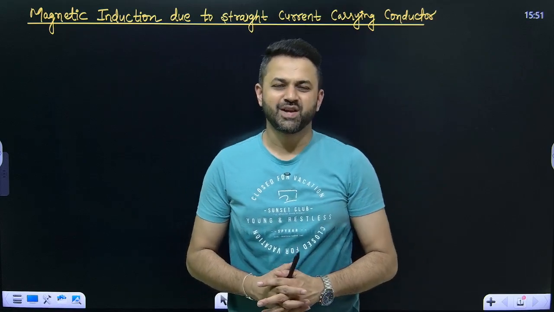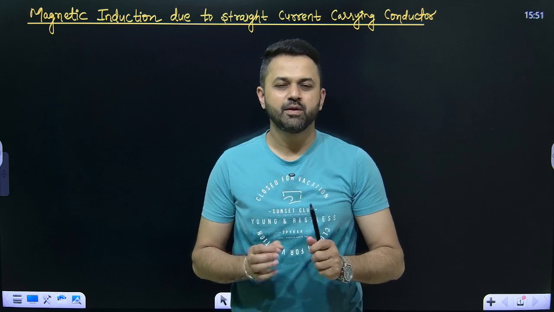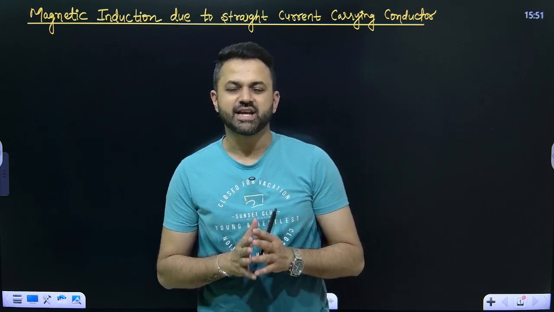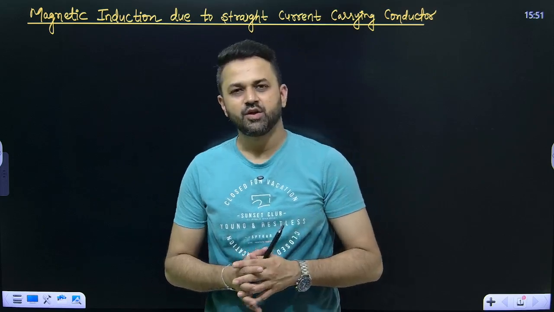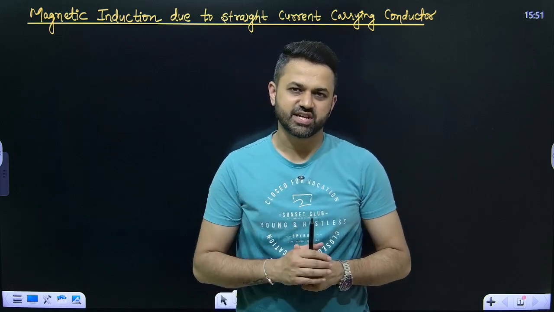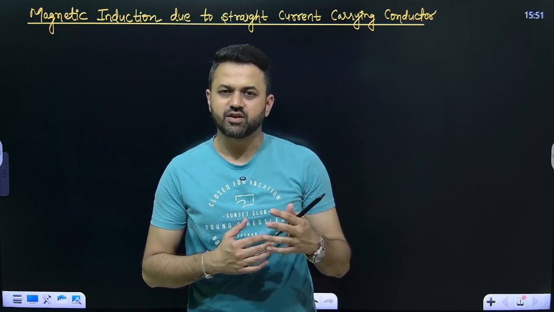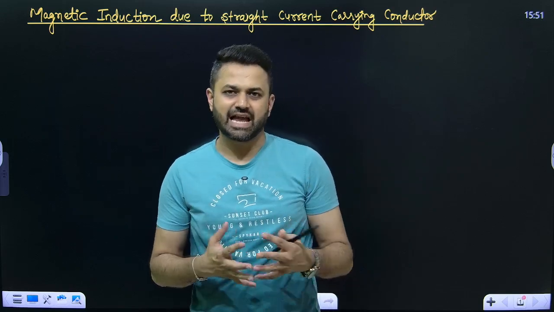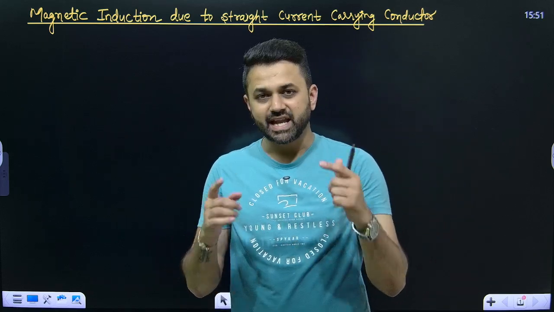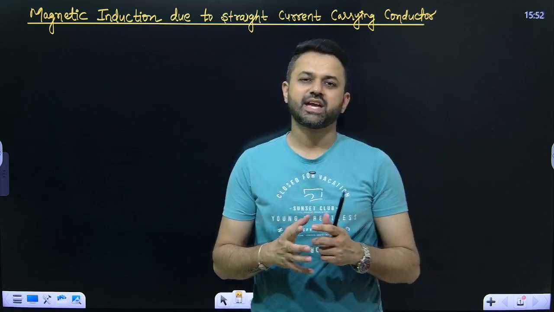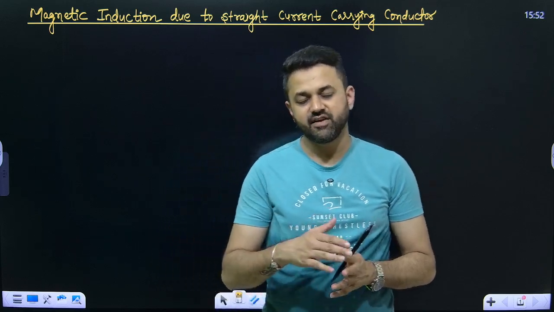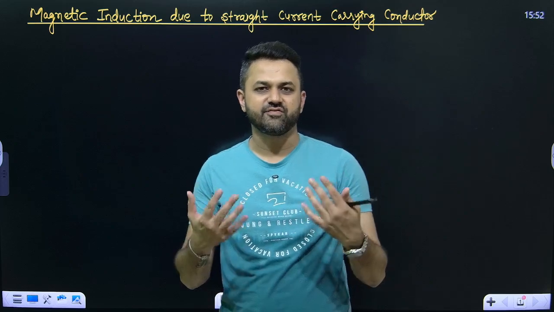Hello. So today we are going to discuss a very important topic from the chapter magnetostatics, which is magnetic induction or magnetic field due to a current carrying conductor, and this conductor is of straight type. There are many different configurations for which we can calculate the magnetic field at a particular point, like we can have a circular loop, any kind of loop carrying a current, a circular arc, or infinite sheets.